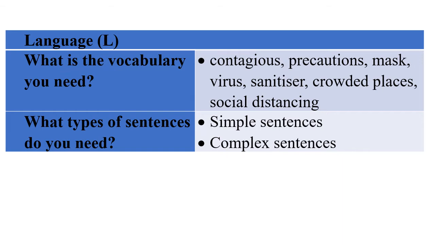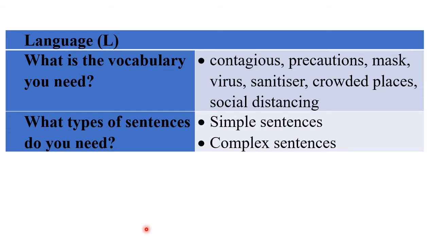Okay, the last section is about language. And the question that we have to ask ourselves is, what is the vocabulary that we need? About the theme of COVID-19, words that come across our mind after reading the questions are contagious, precautions, mask, virus, sanitizer, crowded places, social distancing.